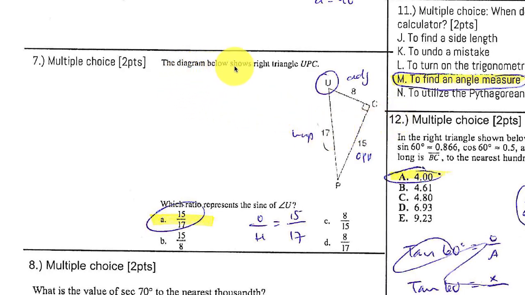Question number 7, diagram below shows the triangle UPC. You have the sides 18, 17, 15. Which ratio represents the sine of angle U? So angle U is your starting point, and that's why I circled it. So if you're struggling with labeling these, circle your given angle, that's your starting point. So I have opposite, I have the hypotenuse across the right angle, and then you have the adjacent, which is next to the angle, and then sine is the opposite over the hypotenuse, so that would give you 15/17.